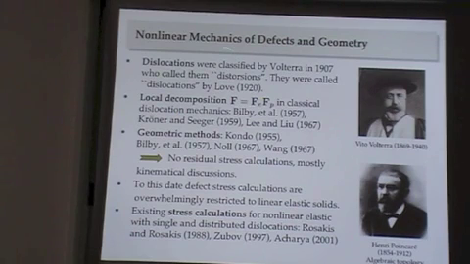So the overwhelming kinematic assumption is this F^e F^p decomposition that a lot of people don't like. It goes back to Bilby, Kroner, Lee, and maybe other people. Geometric methods and the relevance to mechanics of defects goes back to the 50s, the work of Kondo, Bilby, and Noll and Wang, as Marcelo mentioned. These are all very nice, but you don't see any residual stress calculations. Mostly kinematic discussions, very seminal, final.